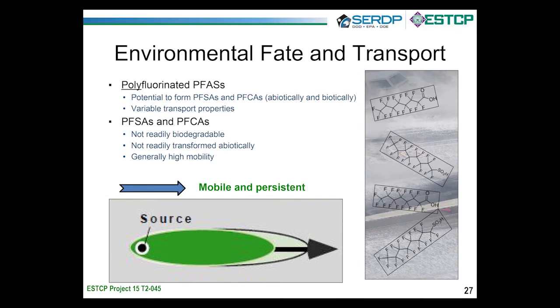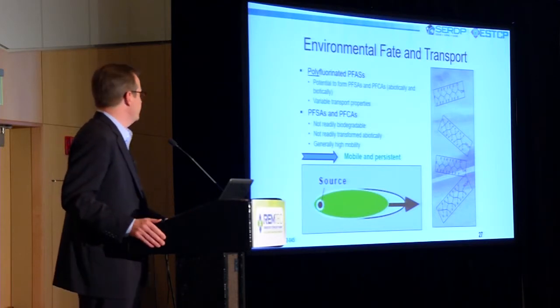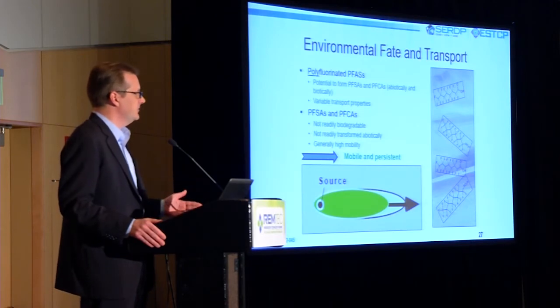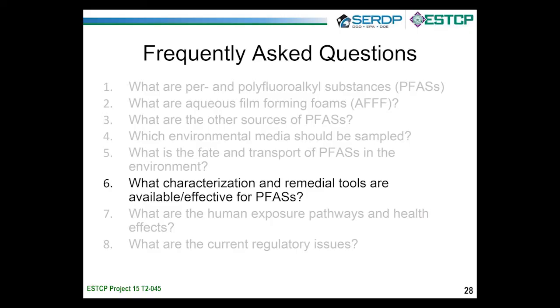When you talk about the perfluorinated compounds, particularly the sulfonates and carboxylates, these are compounds that are not readily biotransformed or biodegraded. They're generally not transformed abiotically as well. That presents a remediation challenge. And they tend to have a relatively high mobility, although that mobility is very much dependent on the chain length of the individual compounds you look at. So again, to wrap up the fate and transport, when you're thinking about these compounds, it's really important to note the differences between the polyfluorinated compounds and these perfluorinated compounds in terms of how they behave in the environment. And with that, I'll hand it over to Ruladeep.